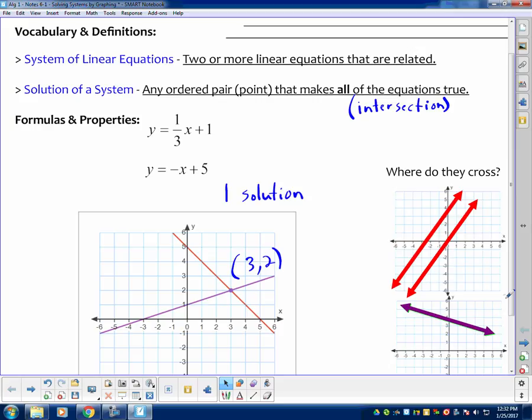Now, the next one right here, are these ever going to cross? No. No solution. They are parallel. There is no solution. They will never cross. Okay?